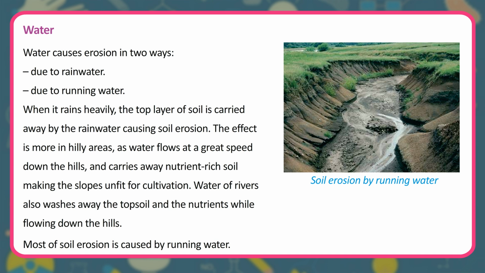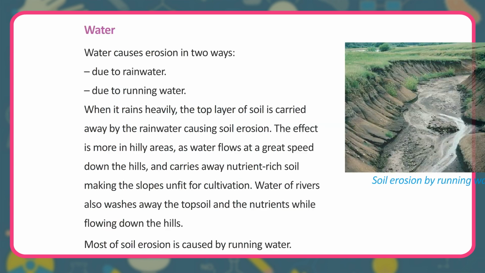Water. Water causes erosion in two ways: due to rainwater and due to running water. When it rains heavily, the top layer of soil is carried away by the rainwater, causing soil erosion. The effect is more in hilly areas, as water flows at a great speed down the hills and carries away nutrient-rich soil, making the slopes unfit for cultivation. Water of rivers also washes away the topsoil and the nutrients while flowing down the hills. Most of soil erosion is caused by running water.